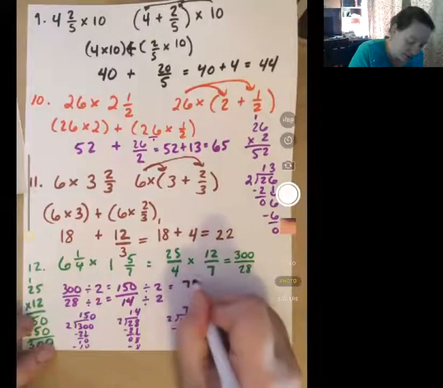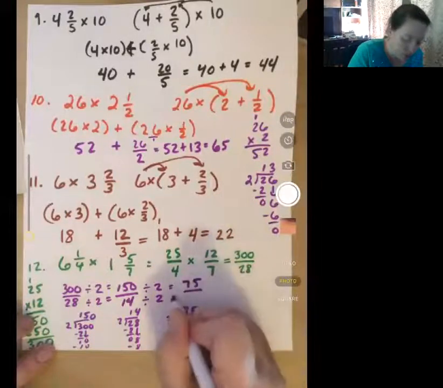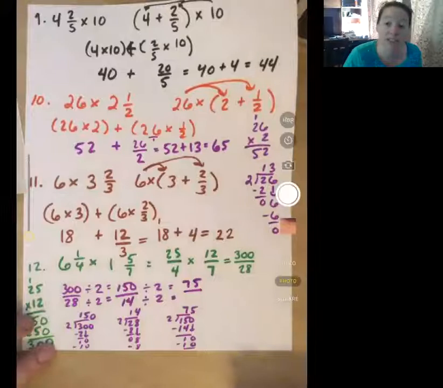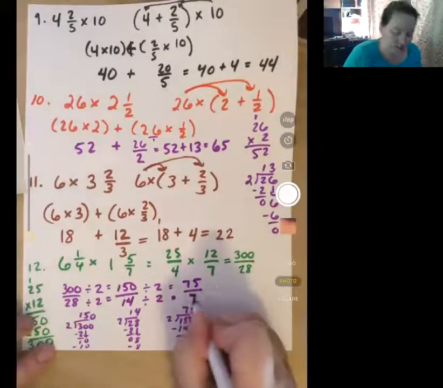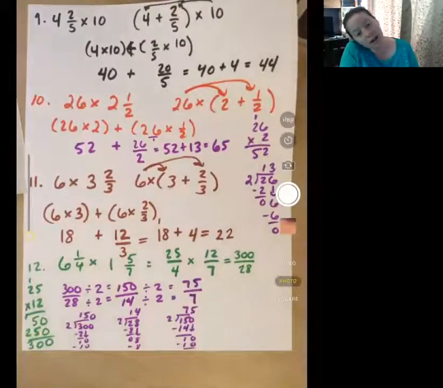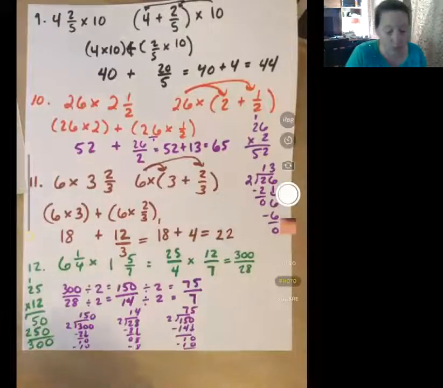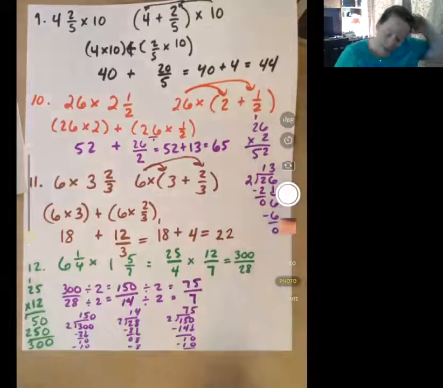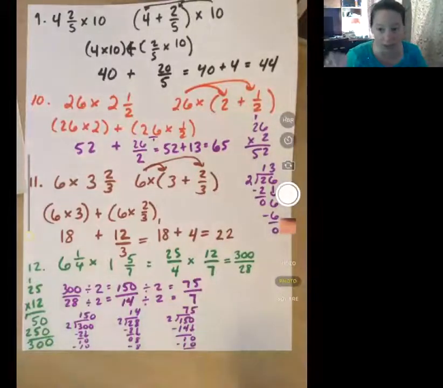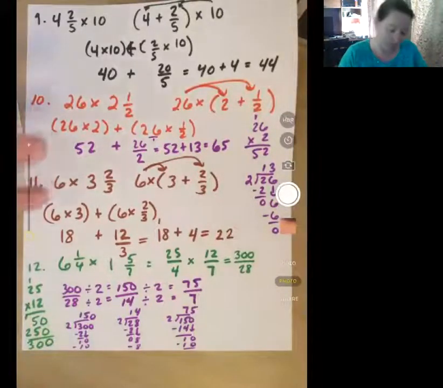So we have a 75 on the top over 14 divided by 2, which is 7 on the bottom. They're not still even. I cannot divide 7 by 3, and I cannot divide 7 by 5. So that is as far as I can go that way. Now I have to figure out what this is as a mixed number.